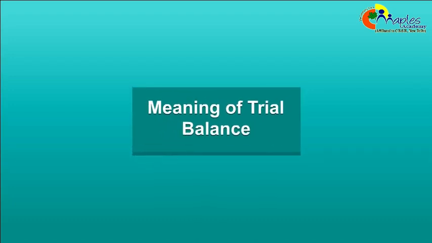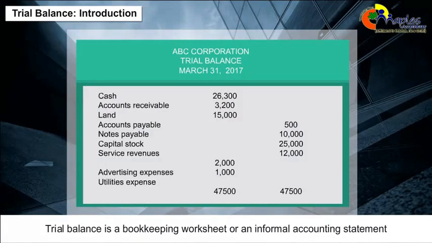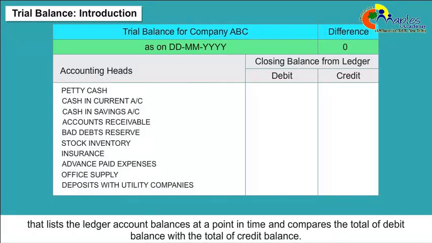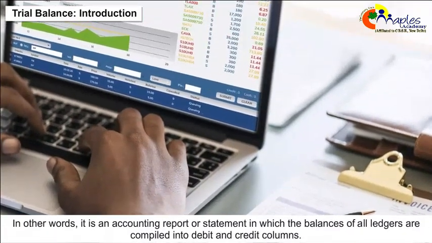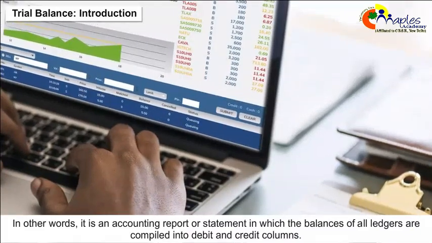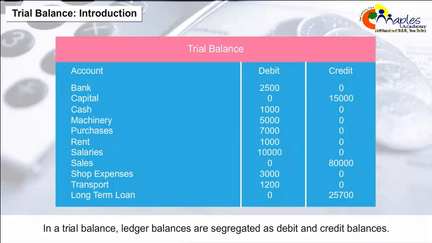Meaning of trial balance. Trial balance is a bookkeeping worksheet or an informal accounting statement that lists the ledger account balances at a point in time and compares the total of debit balance with the total of credit balance. In other words, it is an accounting report or statement in which the balances of all ledgers are compiled into debit and credit columns. In a trial balance, ledger balances are segregated as debit and credit balances.